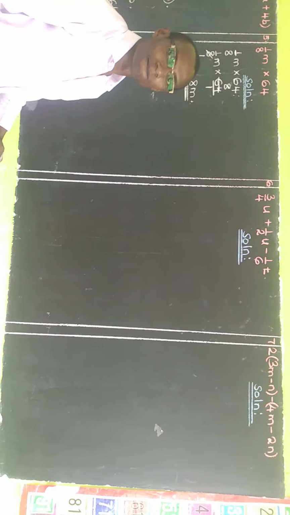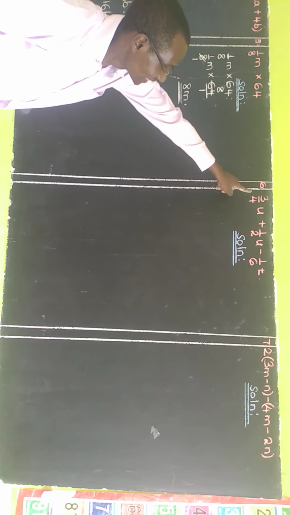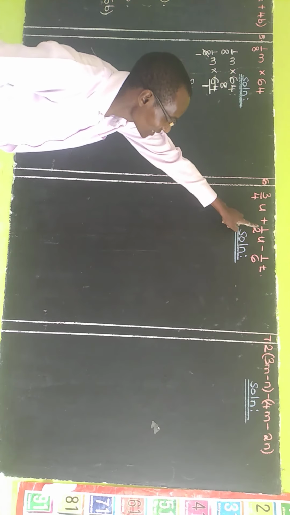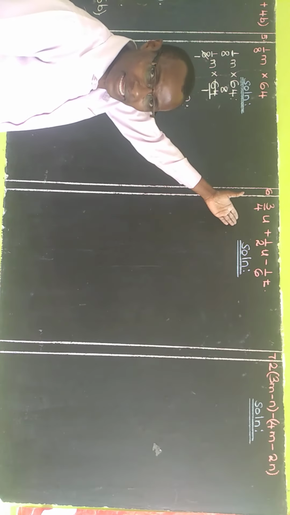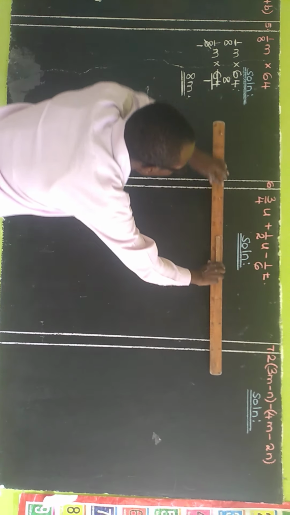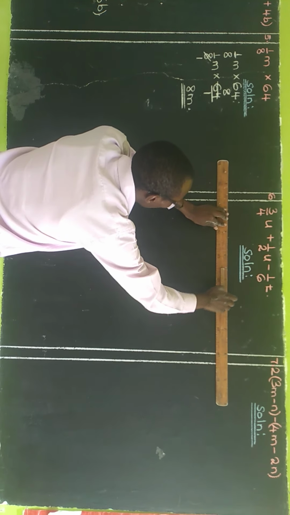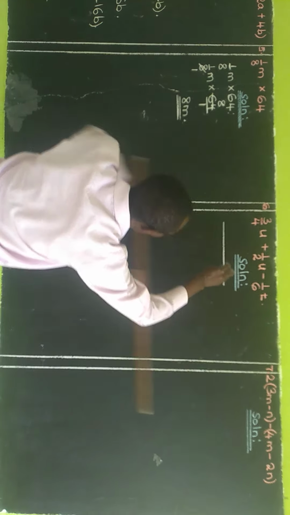Question number 6.20: 3 over 4u plus a half u minus 1 over 16. Now this one we don't have a bracket, so we shall go on and add the like terms only first. We start by adding the like terms.